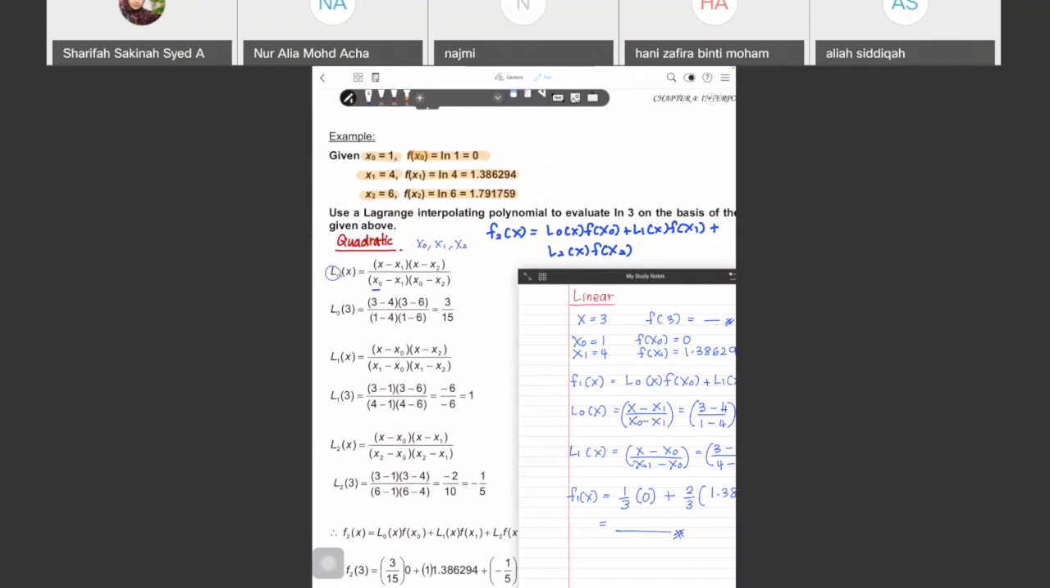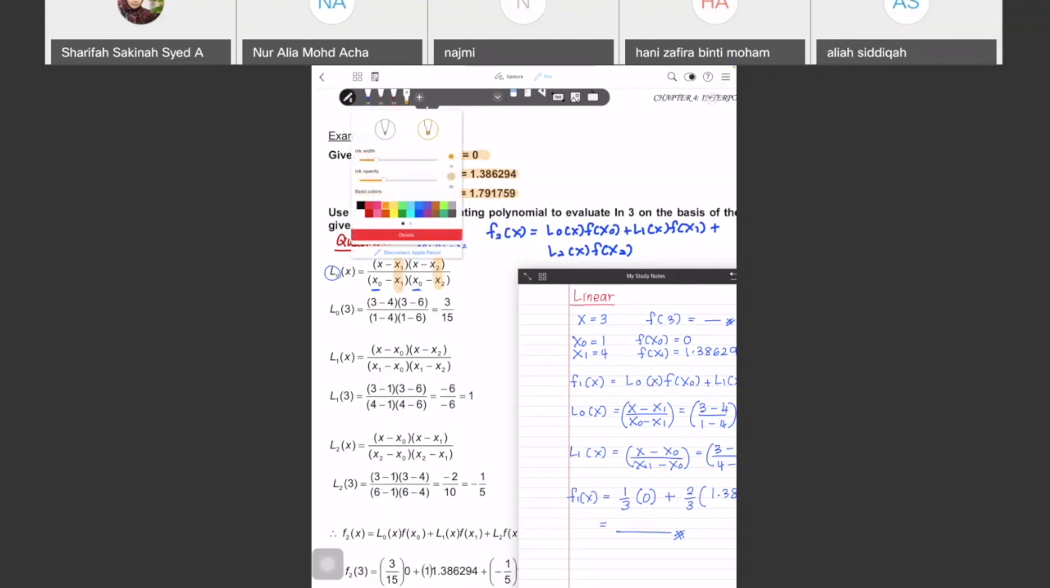So for L0, the denominator is x naught minus x naught, and the rest starts from 1, 2. Of course, you start from 0, but that one you already have. So you start from x naught minus x1, x naught minus x2. The numerator is based on the x value, x minus x1, x minus x2. This is how you remember the formula.